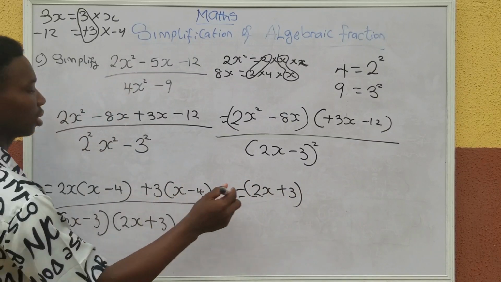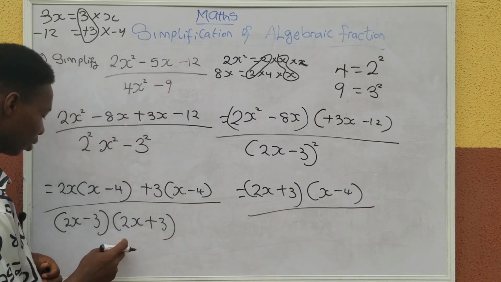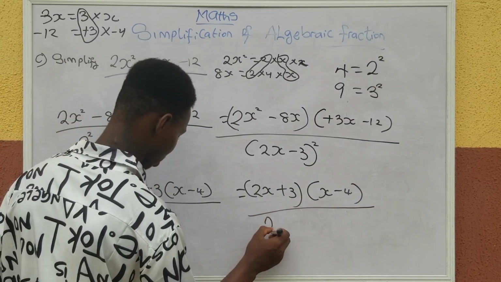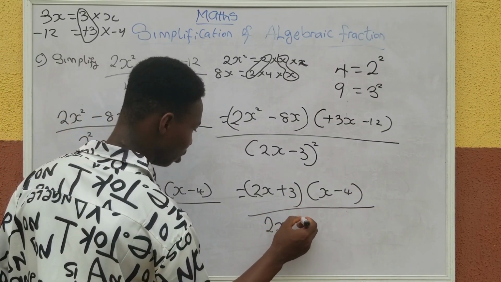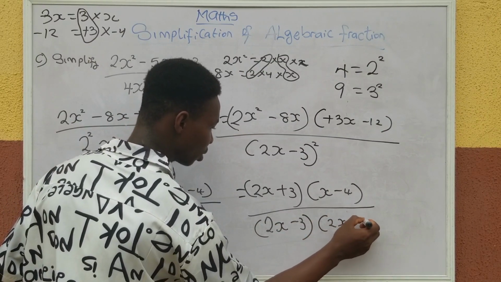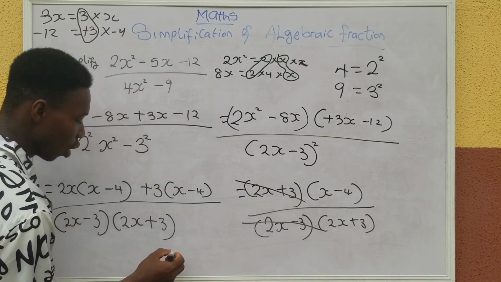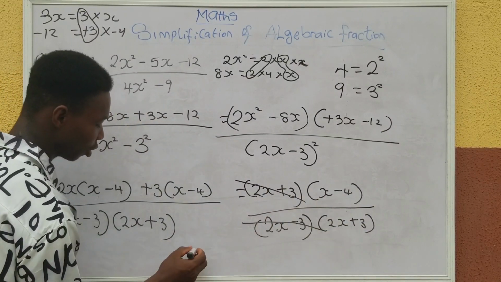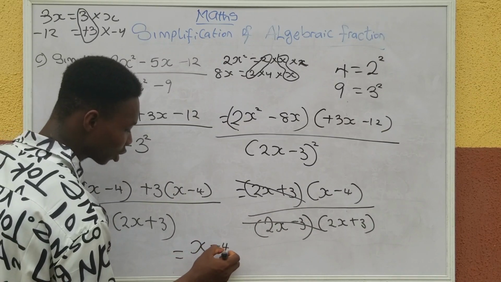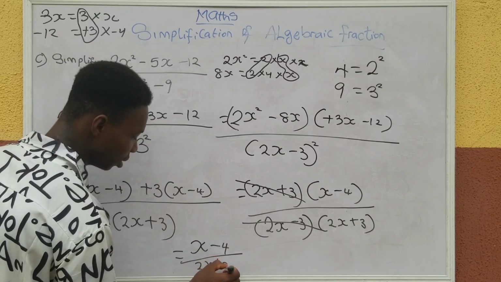Why pick one of these? We have it as x minus 4. Put it in a bracket. And for the denominator, we have it as 2x minus 3, 2x plus 3. You have this here, you have this here, they cancel out themselves. So our final answer for this question becomes x minus 4 all over 2x plus 3.